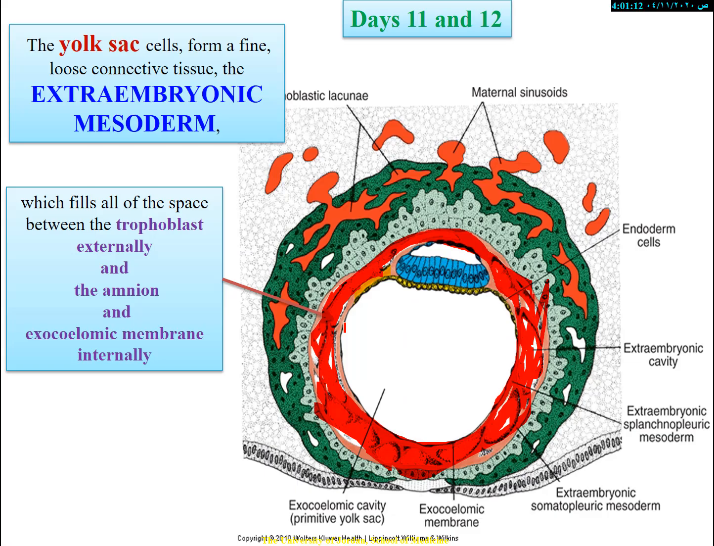Then during day 11, 12, the yolk sac cells send new cells that form extraembryonic mesoderm. So this is a new layer around the yolk sac and around the embryoblast here, or the epiblast, and its amniotic cavity. We'll talk about it shortly.